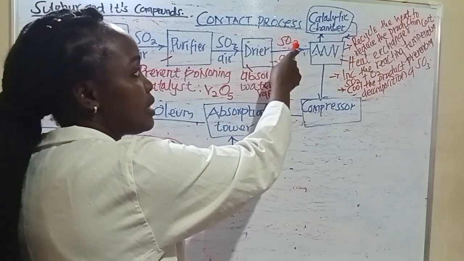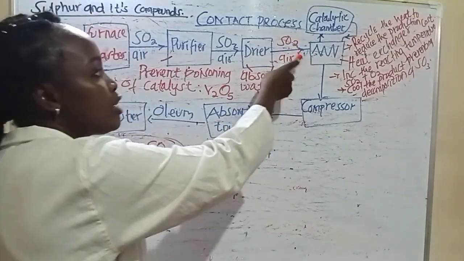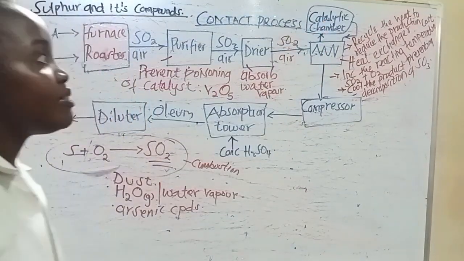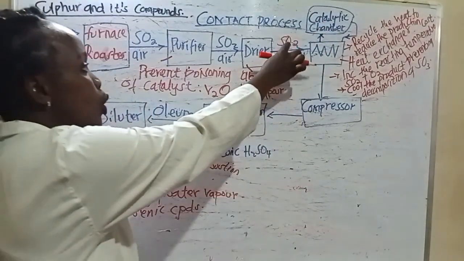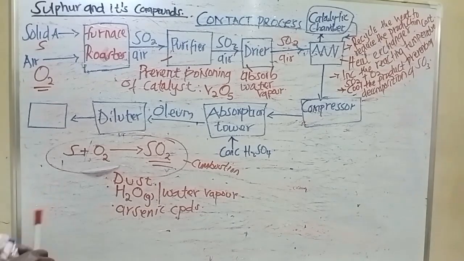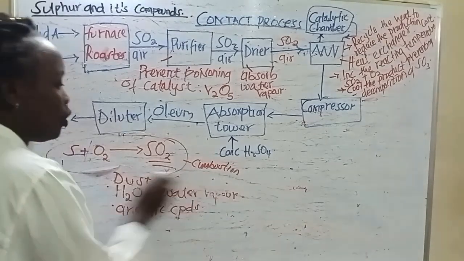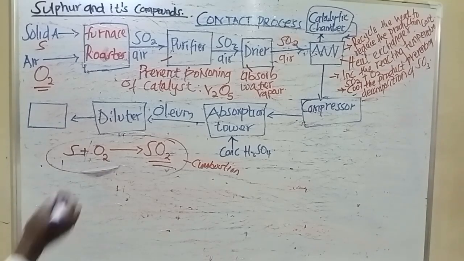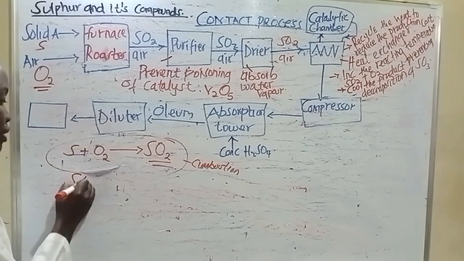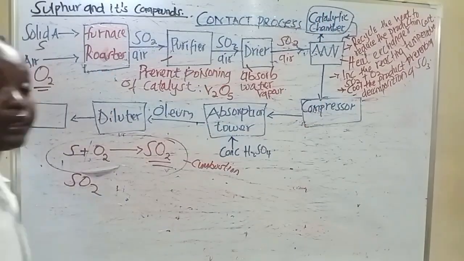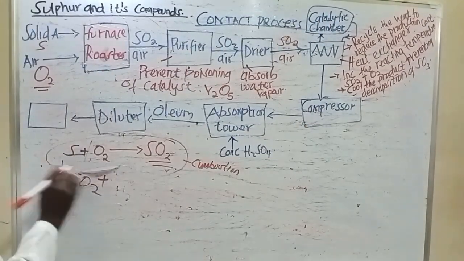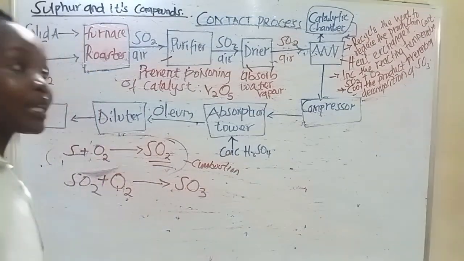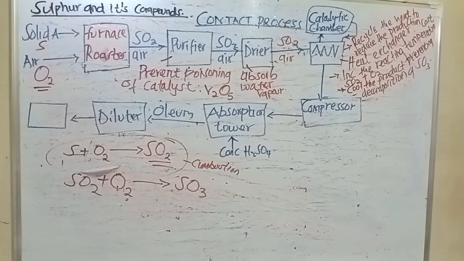Now, we're saying that the sulfur 4 oxide and the oxygen that is here is going to come into our heat exchanger, then go to the catalytic chamber, where we are going to have the catalytic oxidation of sulfur 4 oxide with air. We have said we're going to have catalytic oxidation. That is, we are going to have sulfur 4 oxide in our catalytic chamber reacting with oxygen to give you what? To give you sulfur 6 oxide. Up to there, we okay?